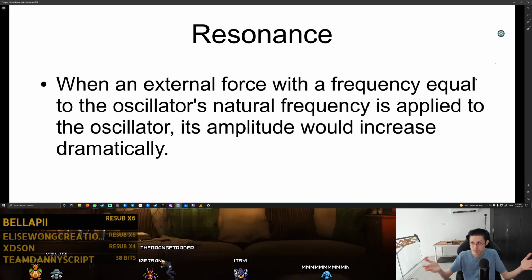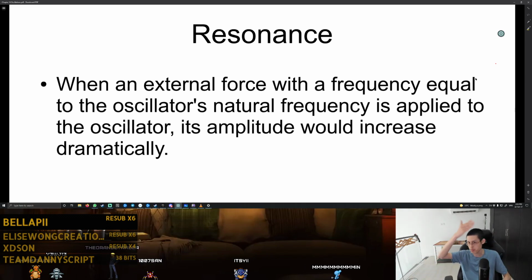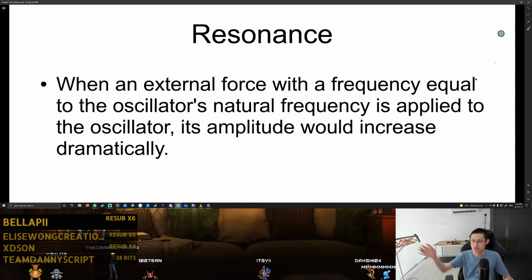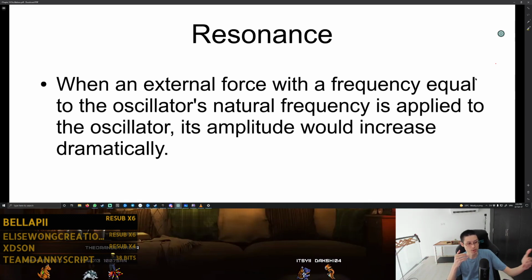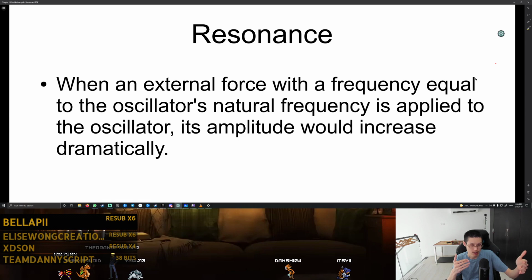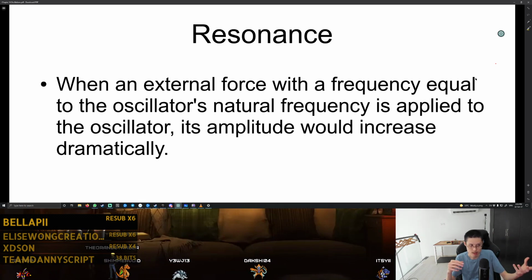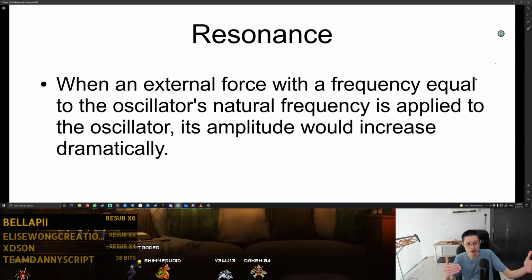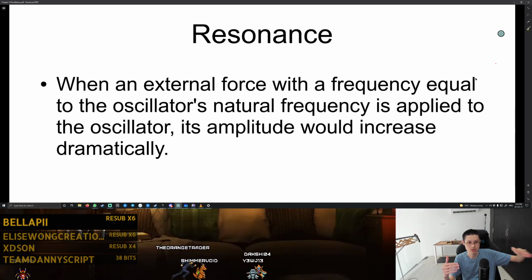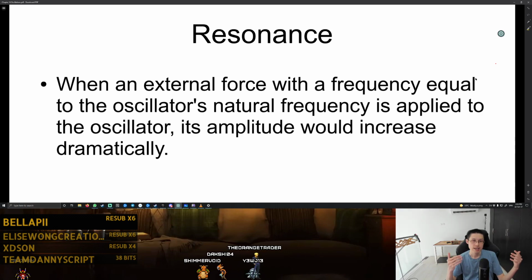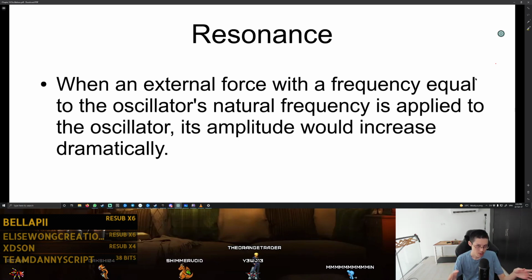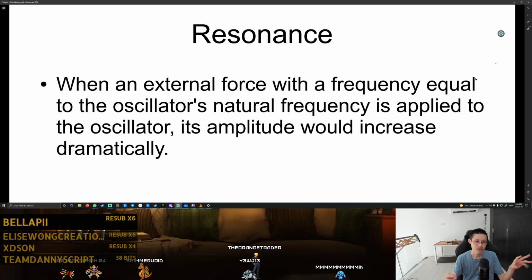So what happens when you do that? The swing's amplitude gets bigger and bigger and bigger, right? Whenever you apply a force with the same frequency as the object's natural frequency, it's going to amplify the motion and increase the amplitude. However, if you apply the force with a frequency that is half of the natural frequency, you would actually dampen the oscillation.